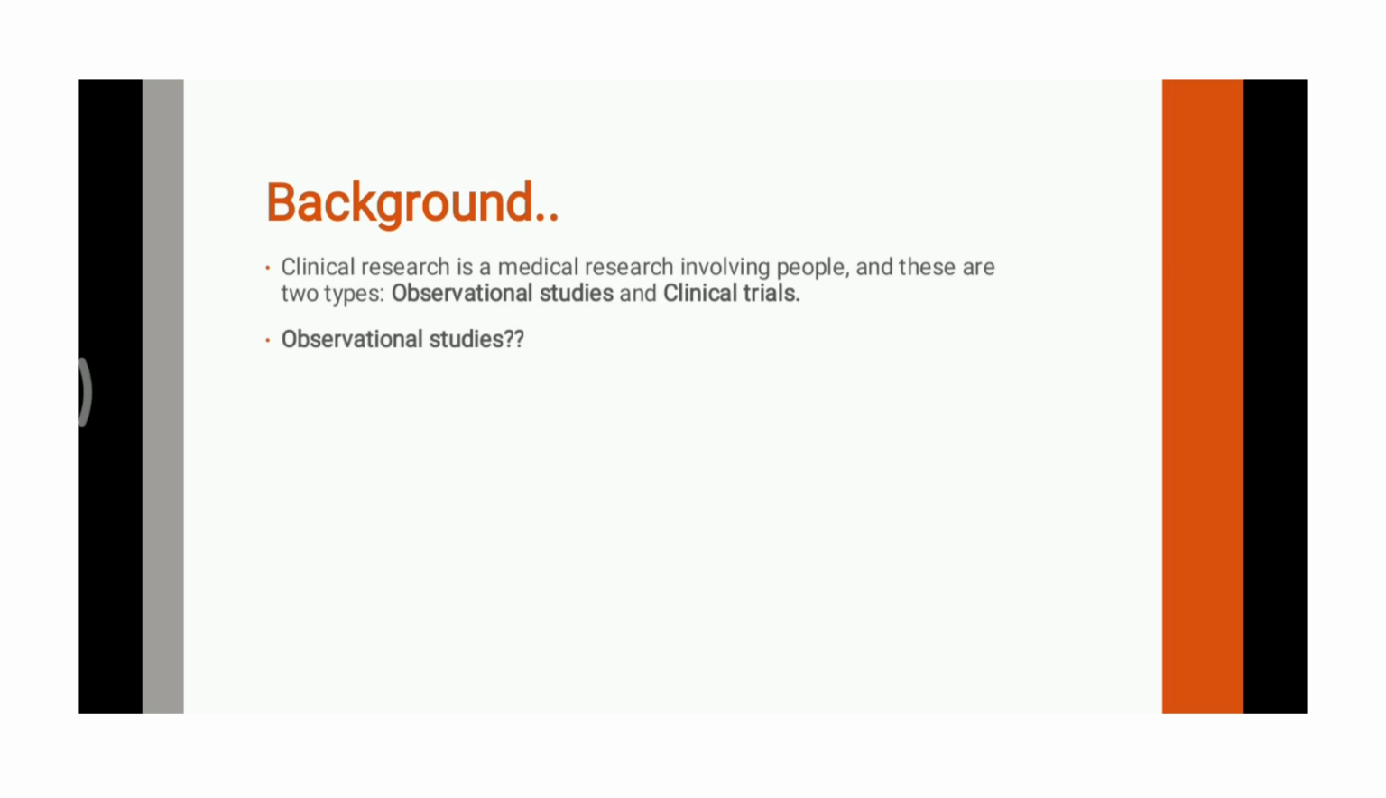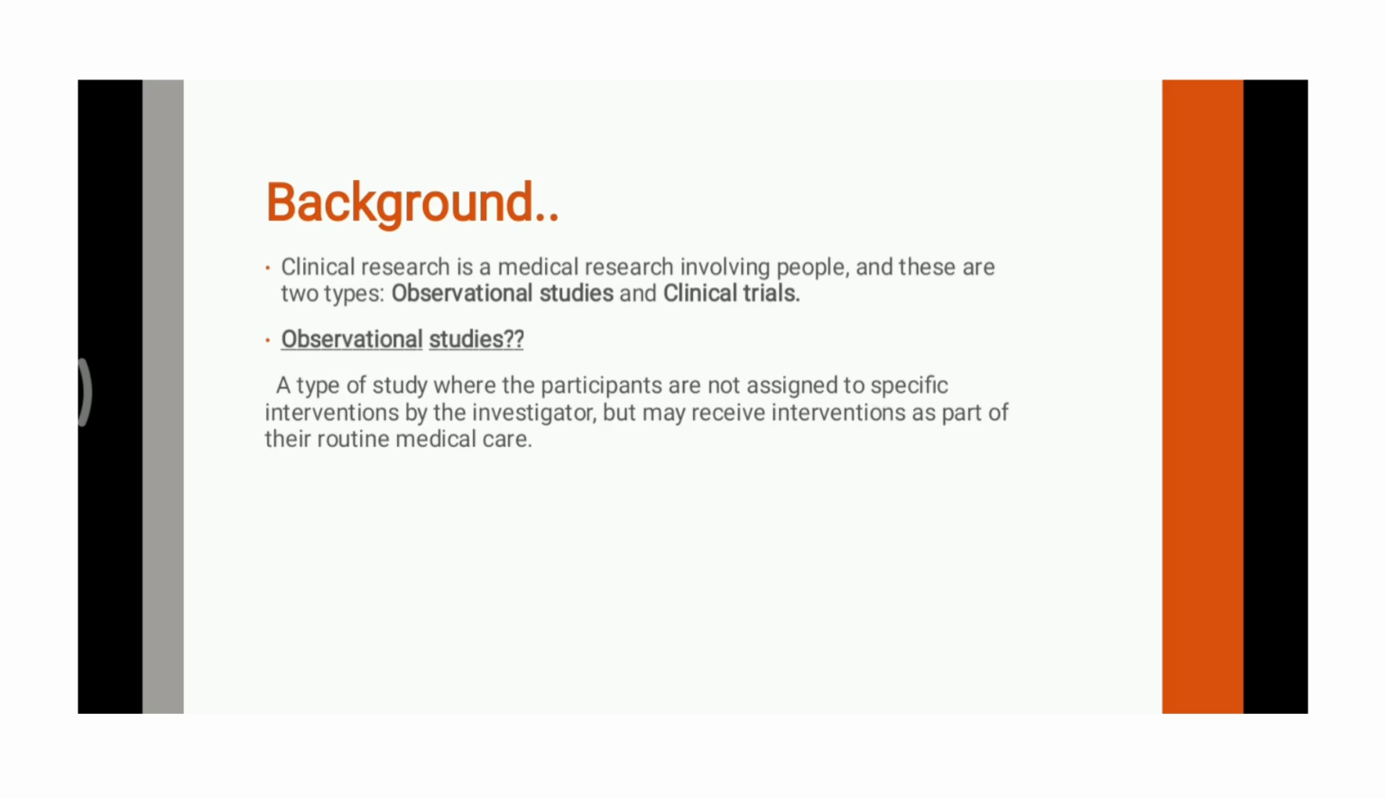So basically clinical research is a medical research which involves people, and these are of two types: observational studies and clinical trials. What are observational studies? Observational studies are a type of study where the participants are not assigned to a specific intervention, whether a drug or a medical device or anything, by the investigator, but the participants may receive interventions as part of their routine medical care.